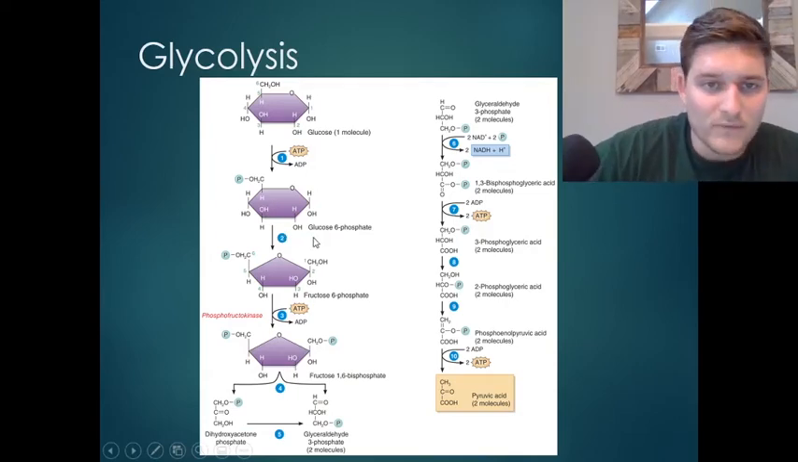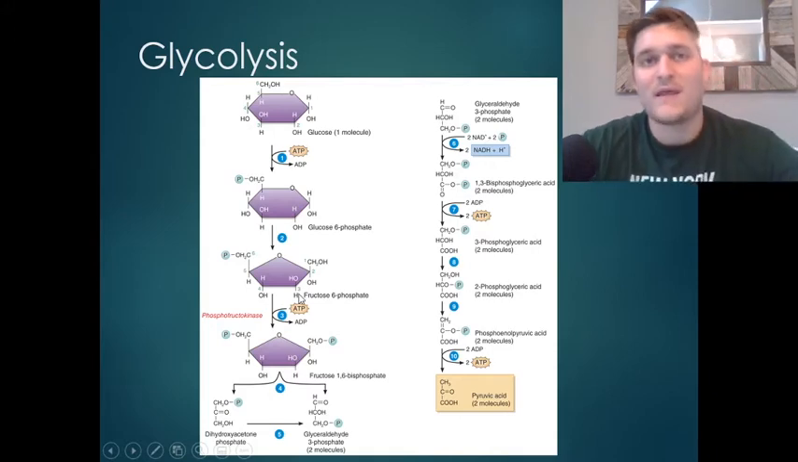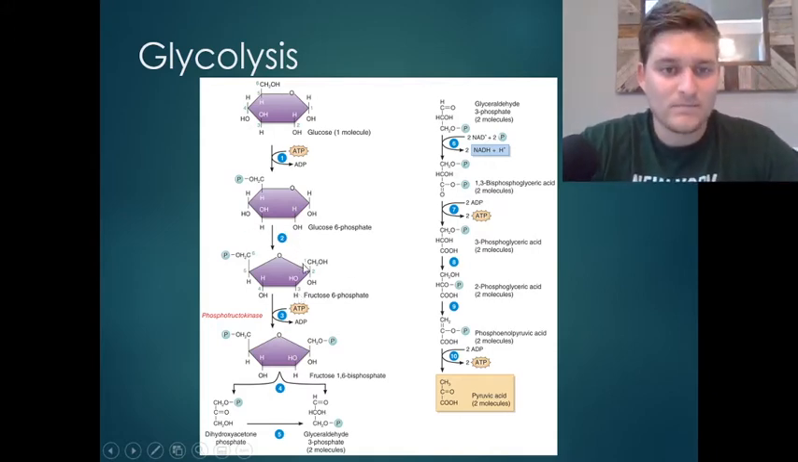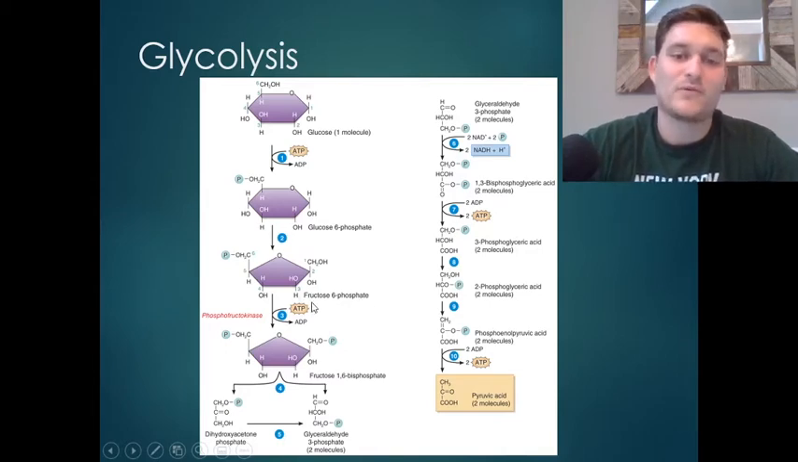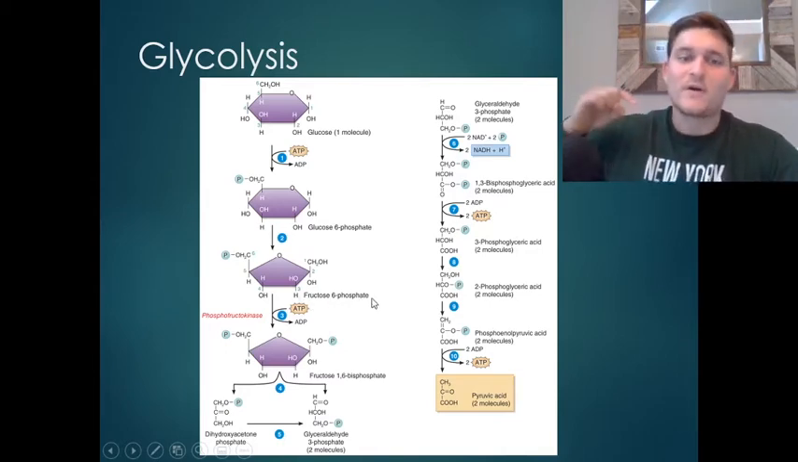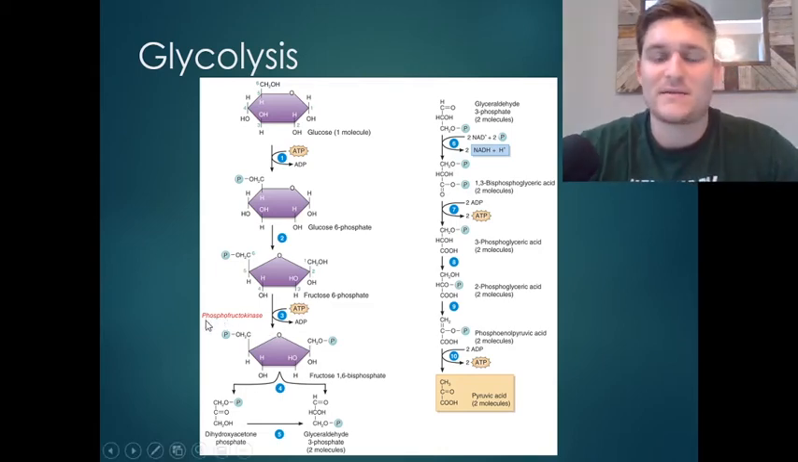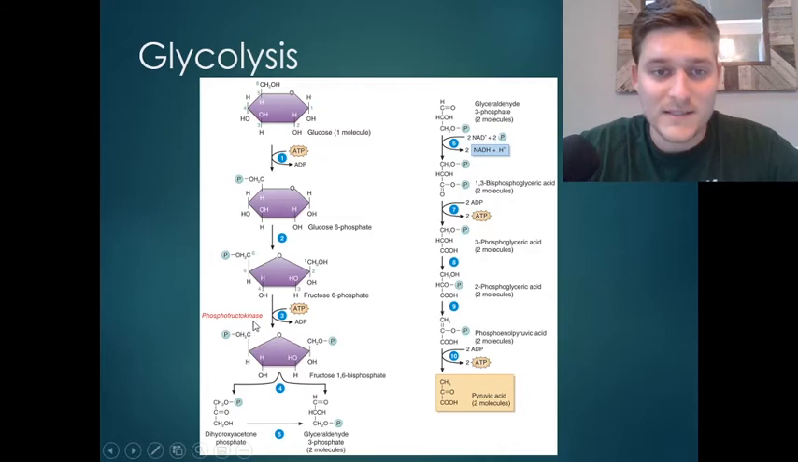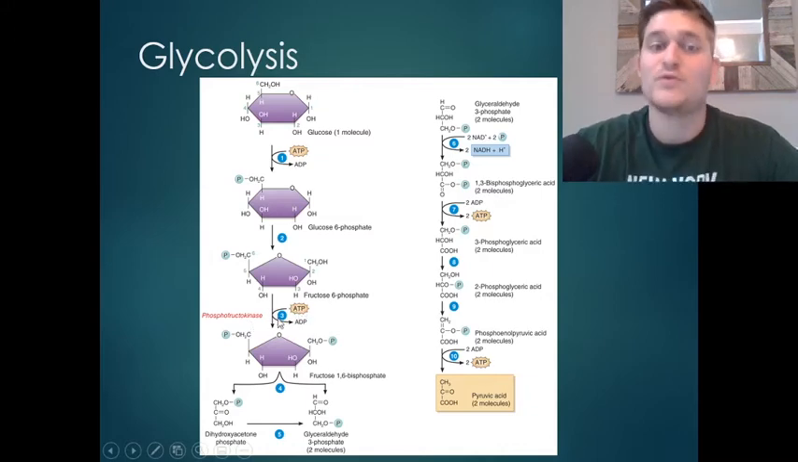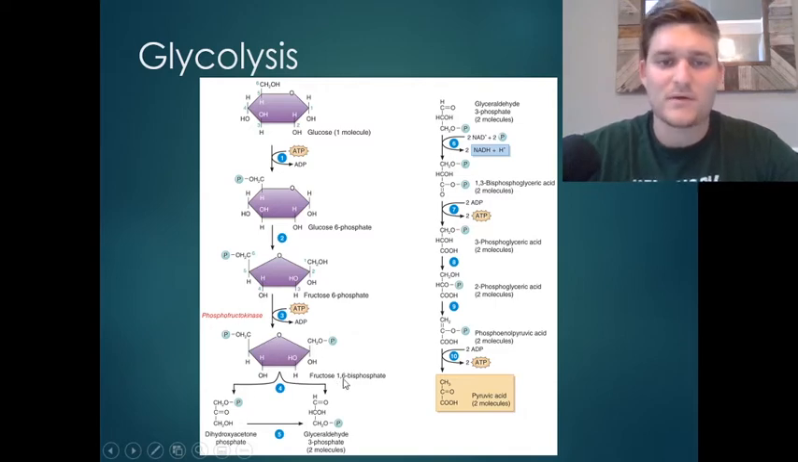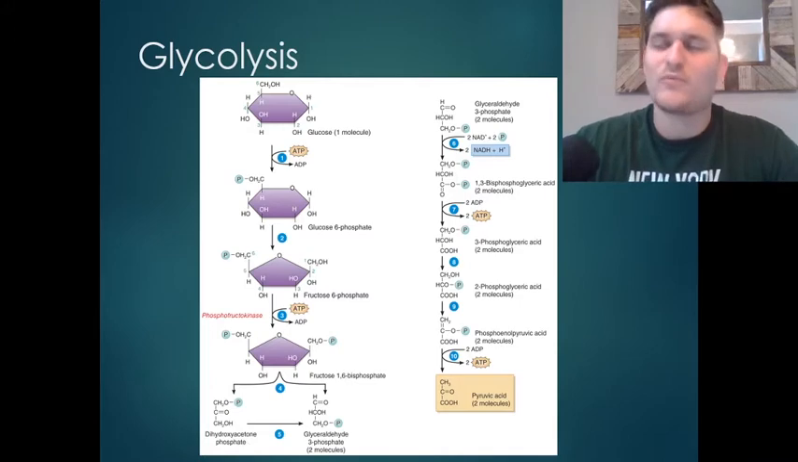Next, we are going to convert this glucose 6-phosphate into fructose 6-phosphate, and phosphohexose isomerase will be the enzyme that does that. Once we get this fructose 6-phosphate, we are going to add another phosphate group onto this molecule, and the enzyme that does that is phosphofructokinase. So now, again, we're going to use another ATP to add another phosphate group onto this molecule. So after step 3, we're down 2 ATP. But again, we'll make it up later on.